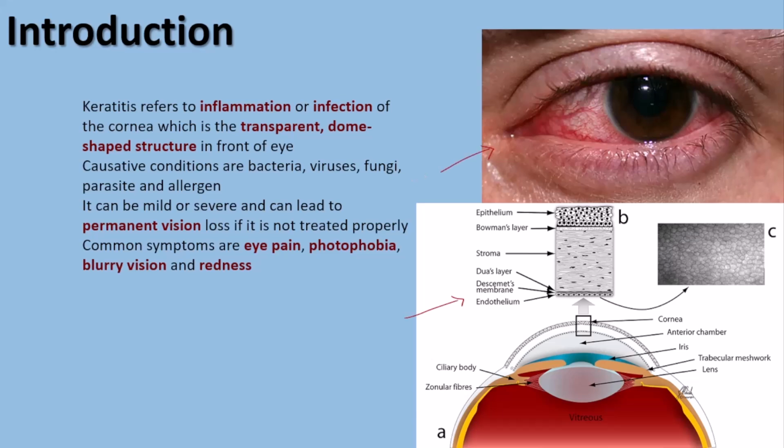In the picture above, you can see a patient with keratitis. Causative conditions include bacteria, viruses, fungi, parasites, or even allergens. This disease can be mild, moderate, or severe, and it can lead to permanent vision loss if it's not treated properly. There are common symptoms that you can see in keratitis. For example, the patient may have eye pain, photophobia, blurry vision, and redness, and you have to be capable of differentiating redness in the eye from other eye conditions that can cause redness.